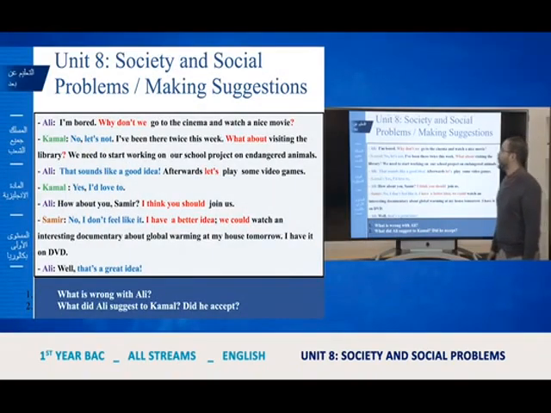Why don't we go to the cinema and watch a nice movie? Kamal: No, let's not. I've been there twice this week. What about visiting the library? We need to start working on our school project on endangered animals. Ali: That sounds like a good idea. Afterwards, let's play some video games. Kamal: Yes, I'd love to. Ali: How about you, Samir? I think you should join us.